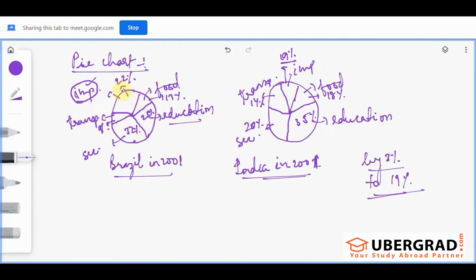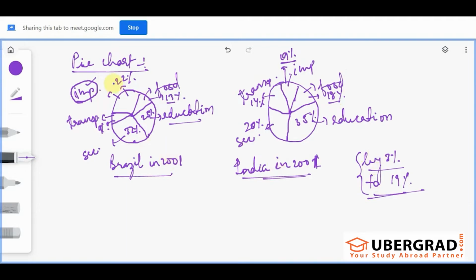You will just make comparisons now. How will you make comparisons? That India spent this much, sorry, Brazil spent this much, whereas India spent this much. While Brazil spent 13% on food, India spent 5% more. India spent 5% relatively more on food, right? Or comparatively 5% more on food. This is how you can write about it. You will not use the words increase or decrease, right?